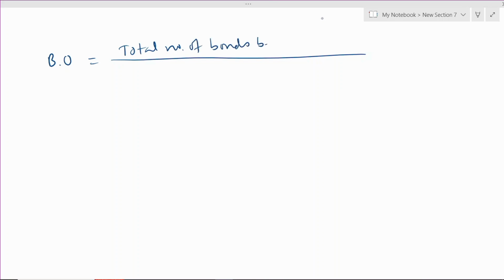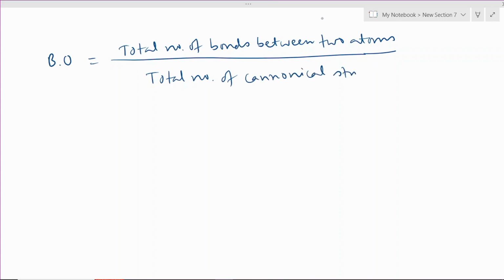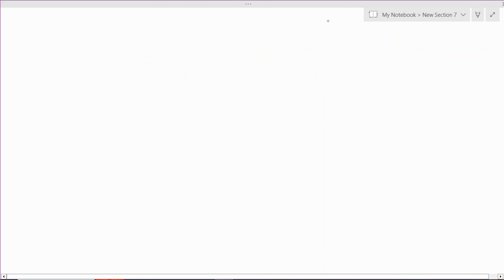Now we move on to the next topic, that is how to calculate bond order in molecules showing resonance. The formula is bond order equals total number of bonds between two atoms upon total number of canonical structures. We'll understand by an example. We'll take carbonate as an example.